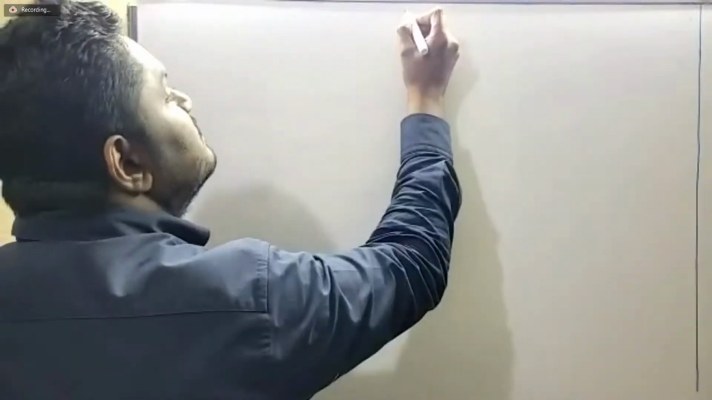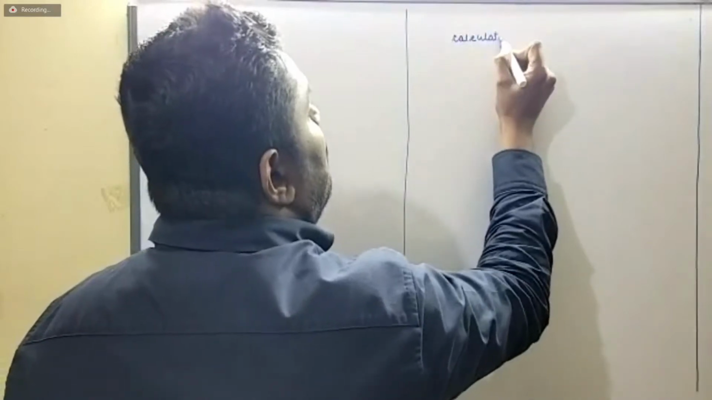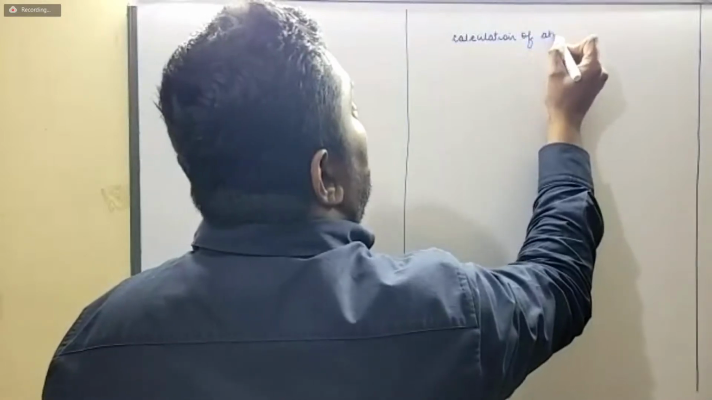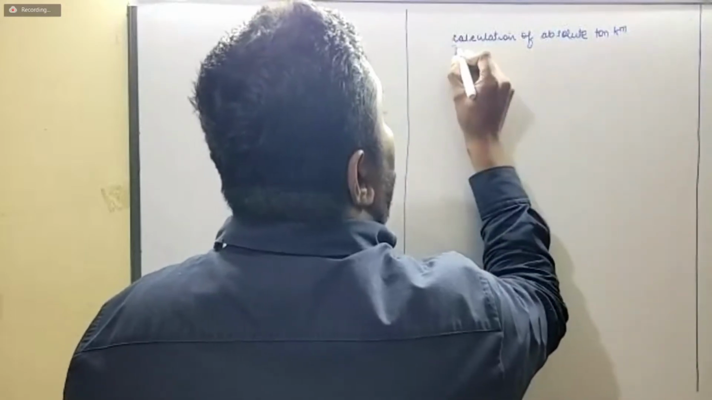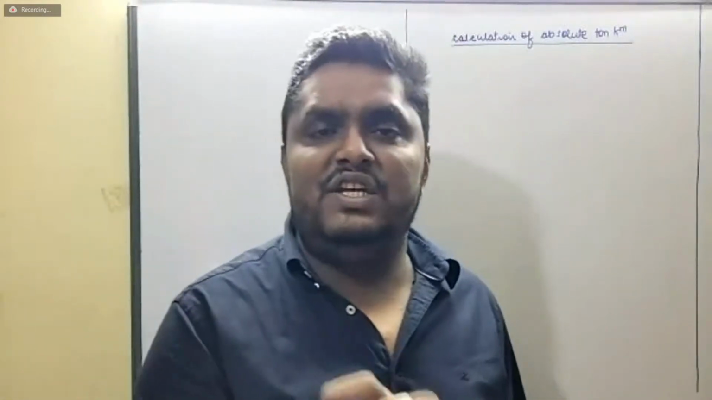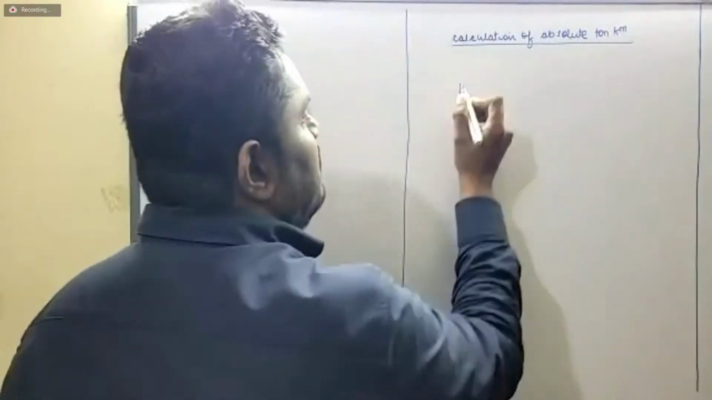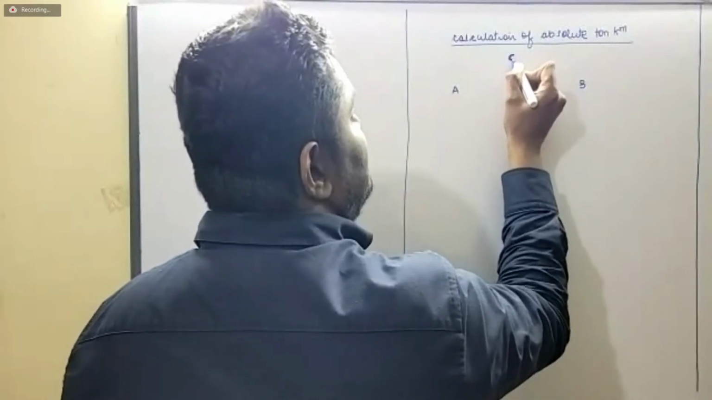A very good question, and it has been asked in exams more than 5 to 6 times. So let's start, guys. Now the important part here is the calculation of absolute ton kilometer. Since there are 3 stations involved, A, B, and C, A is the starting point and B is the ending point, and there is an intermediate station, let's say station C.